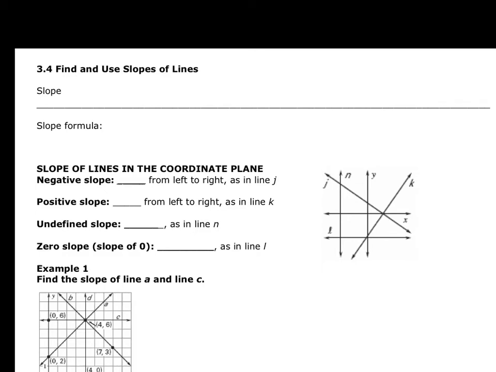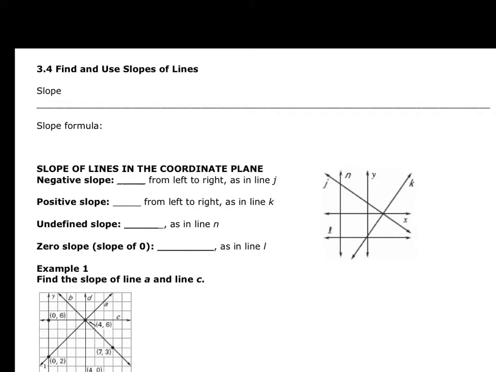So today we're going to review a little bit. You learned about slope in algebra, but now we're going to again review how to calculate slope and then determine how to use slope to help us determine if lines are parallel and perpendicular. So first let's again define slope.